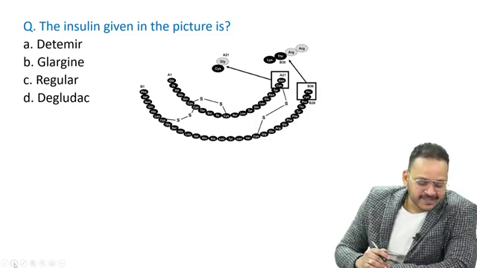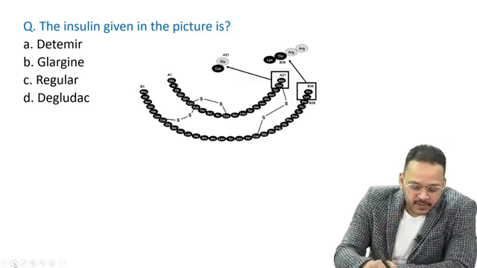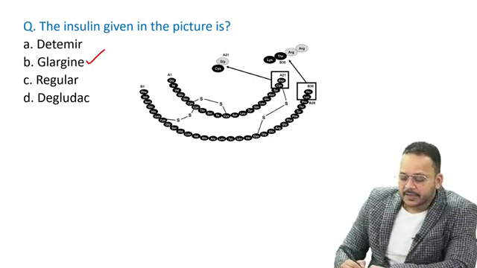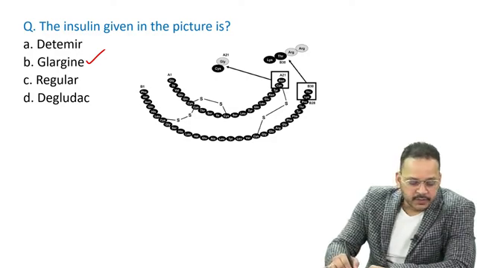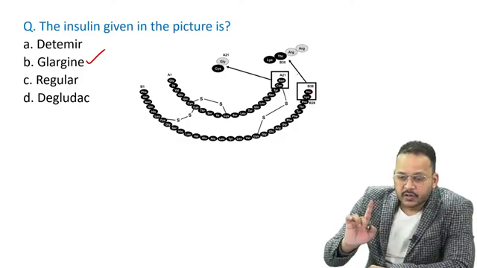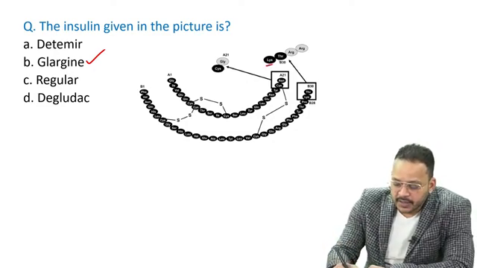Many of you have given the right answer, right? Many of you have given the right answer, and the answer is it is not regular insulin, guys. It is glargine. It is glargine, and see, the normal insulin is this. The normal insulin has been changed. So what I've done, threonine and lysine, you can see threonine and lysine, I've interchanged their position. You can see lysine, threonine.